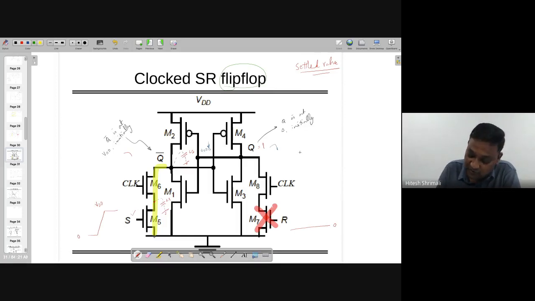However, with clock, if these values are changing, like when clock is high, during that time it's getting set and reset also, like this one. And during that time, if the input, this one, is like this, which is reset.